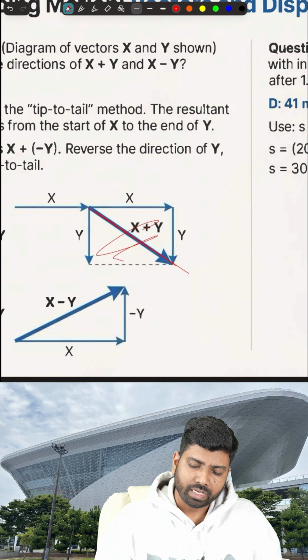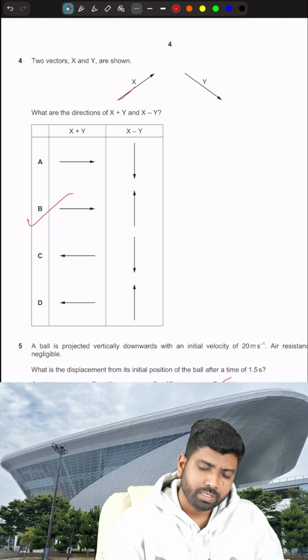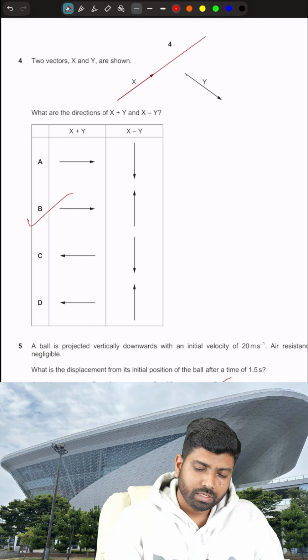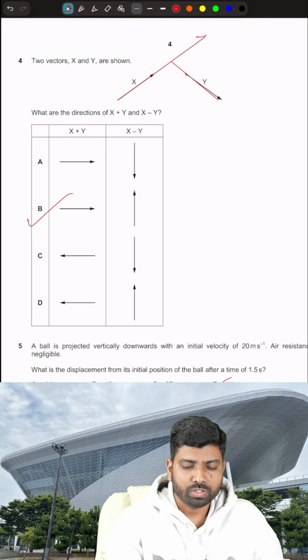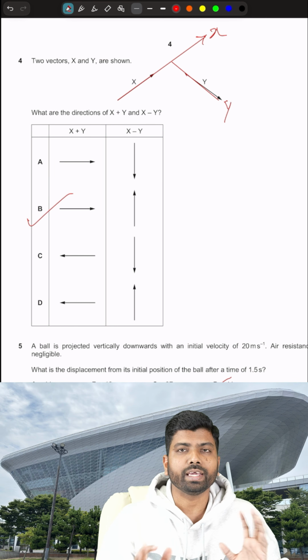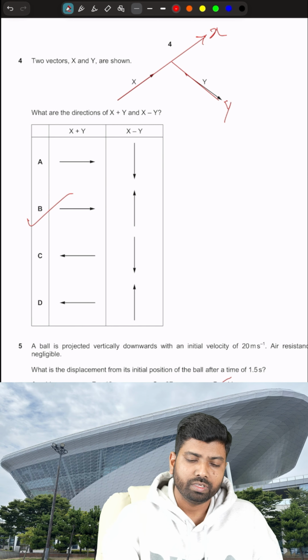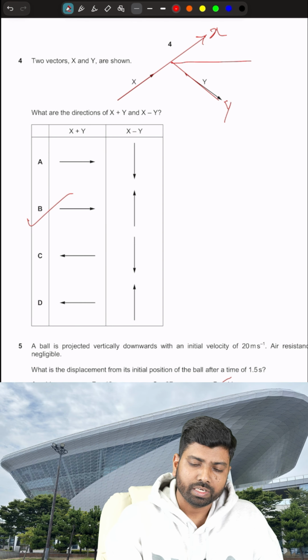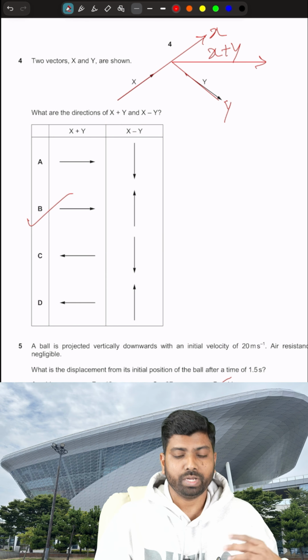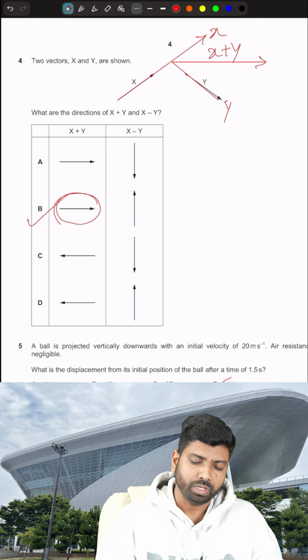Okay, so x and y. Let me extend your x up to here. Is it extended? Right. Can I extend y up to here? Is it extended? Let me extend it perfectly. Yeah. Now x and y. So this is your x vector and this is your y vector. It is not accurate, but I can show you. When you add two vectors, the resultant will be in this direction. So this is the direction of x plus y. It is not exact, but it is matching with option B, right?